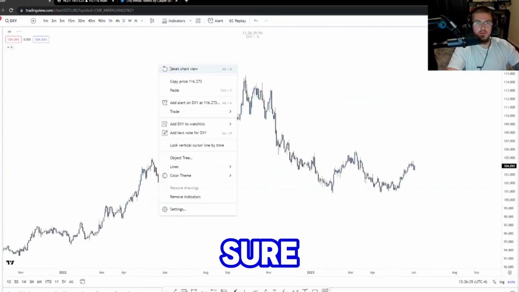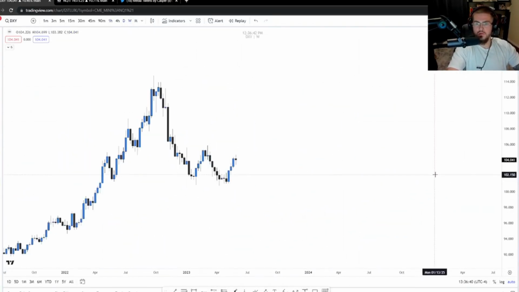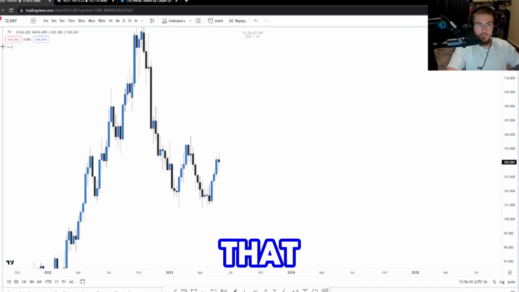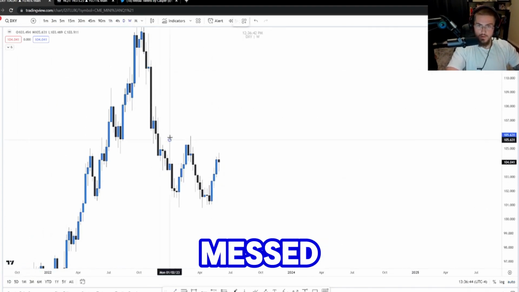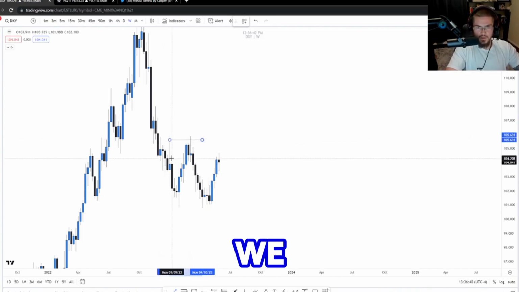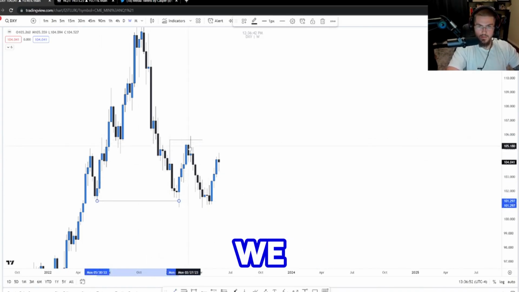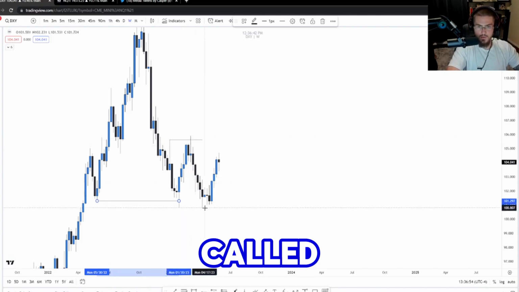Sure. So, dollar. Overall, using the strategy that we've been using, we haven't messed up on dollar much. I thought we were going to continue down here. I was wrong there, but as soon as this sweep happened right here, we called this high, we went to it. As soon as this sweep happened, we called this low, we went right to it.